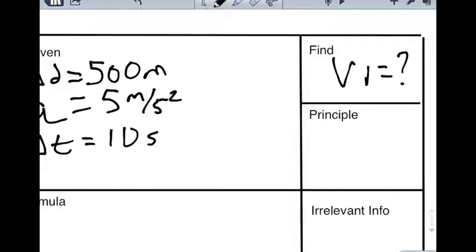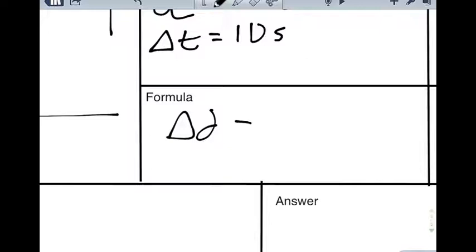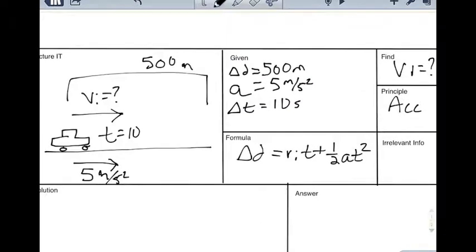So the principle that we're going to be using is accelerated motion, and then we can do the formula. The formula that we're going to use in this case is delta D equals VI t plus 1/2 a t squared. And if we look, I'm trying to solve for VI.